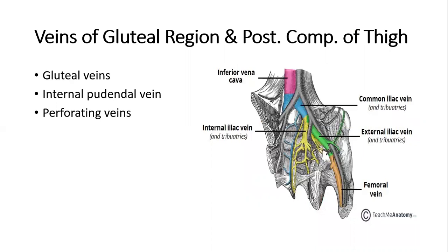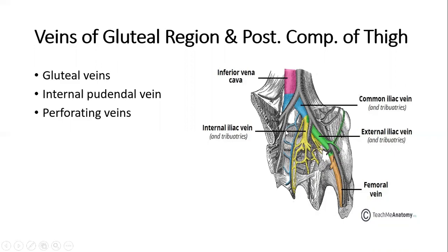Now let's talk about veins of the gluteal region as well as posterior compartment of the thigh. Gluteal veins, they include superior gluteal vein and inferior gluteal vein. And these veins, as a general rule, accompany the arteries of the same name. These gluteal veins are the tributaries of the internal iliac veins that drain the blood from the gluteal region.